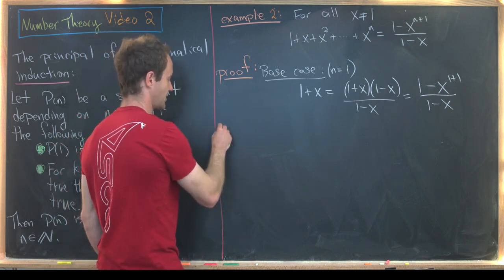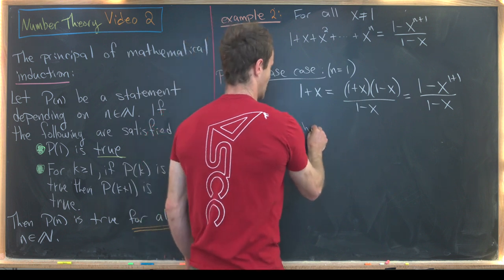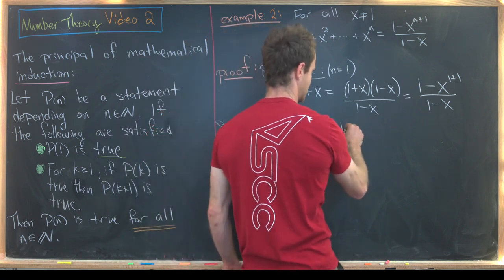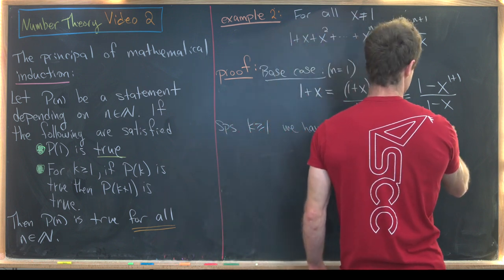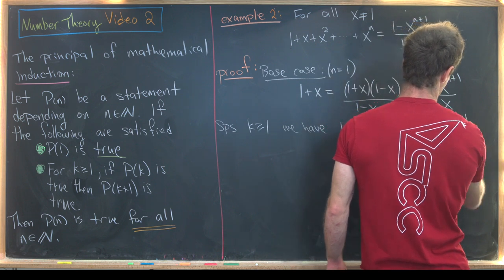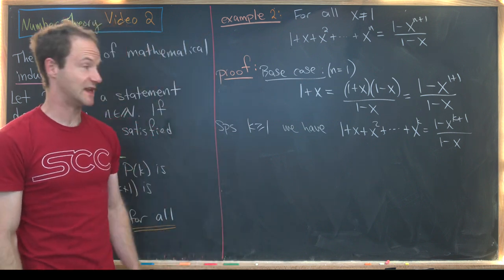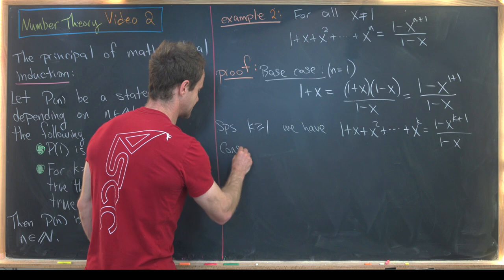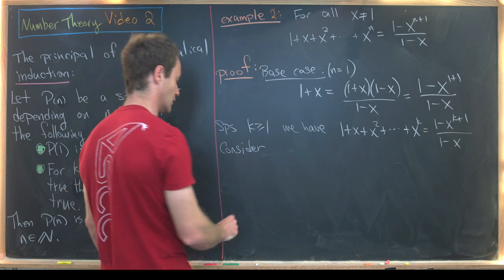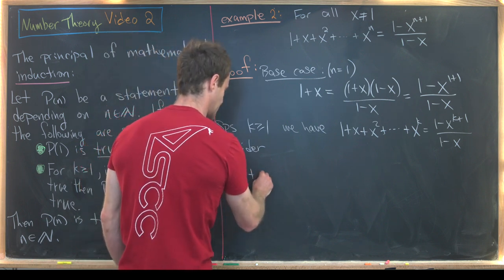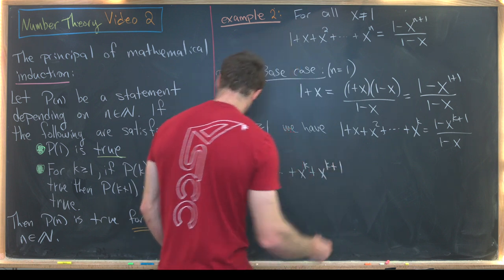Now let's make an induction hypothesis. So we'll suppose for k bigger than or equal to 1, we have this kth statement true. So 1 plus x plus x squared all the way up to x to the k is what we want it to be, so (1 minus x to the k plus 1) over (1 minus x). Now we'll consider the next case. That next case will start on the left-hand side, and it'll be the sum up to x to the k plus 1. So we've got 1 plus x plus x squared all the way up to x to the k, plus x to the k plus 1.